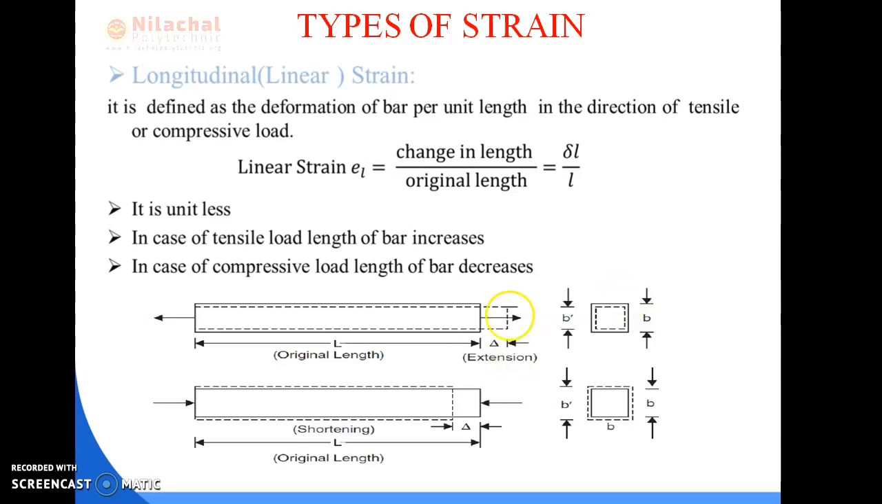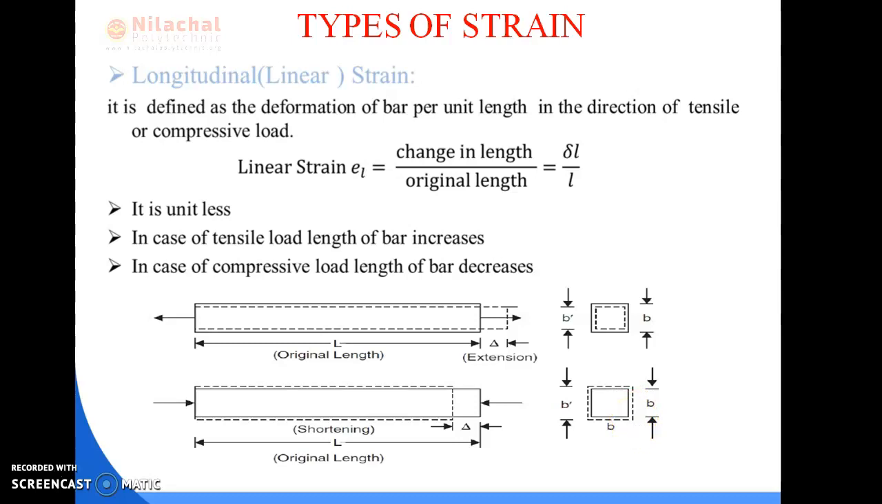In case of tensile load, as shown in the figure, the length of the body increases, that is, extension takes place, while its width decreases as shown by the dotted figure. Again, if we apply the compressive load on both ends of the rectangle, we see that the length of the body is shortening, while its width increases as shown by the dotted figure.